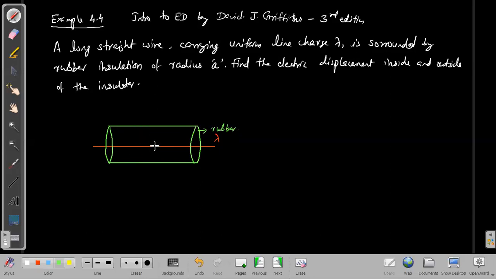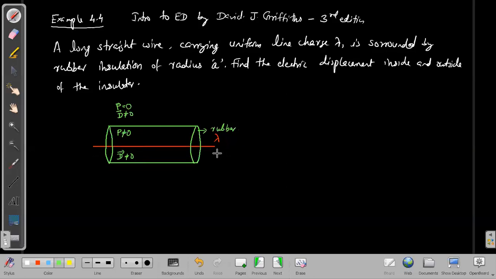Now the electric field would be produced by this lambda. This electric field produced by lambda should act as some type of external electric field inside the rubber. So there will be some polarization inside the rubber. The polarization should not be zero. Now, outside, the polarization is always zero. So there will be some displacement inside, so displacement would be non-zero, and here also the displacement would be non-zero. So I have to find this displacement.